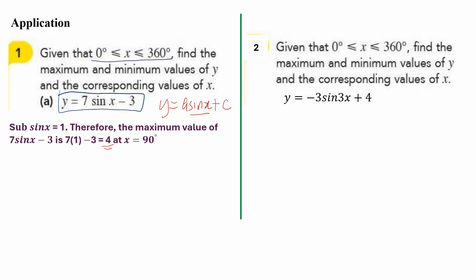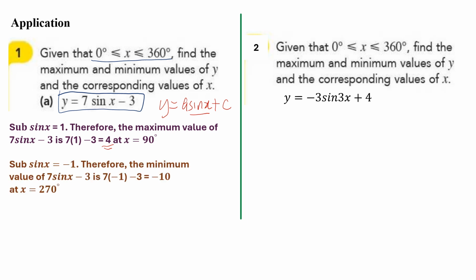And for the minimum value, what do we do? Yes, we substitute sine x to be -1. And that happens only when the x is 270. Okay, you can just use a calculator, key in sine 270, you get -1. You key in sine 90, you get 1. So therefore the minimum value of 7 sine x minus 3 is -10, and that happens when the x is 270 degrees.